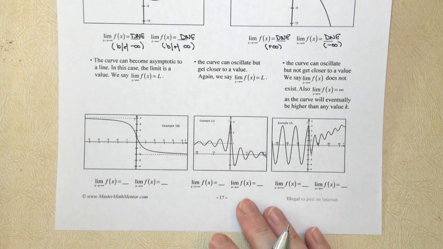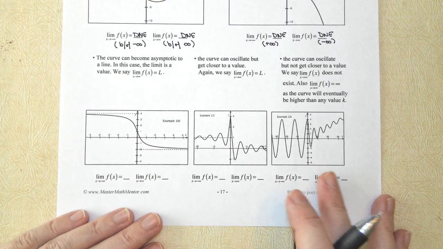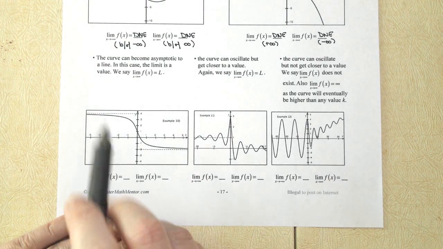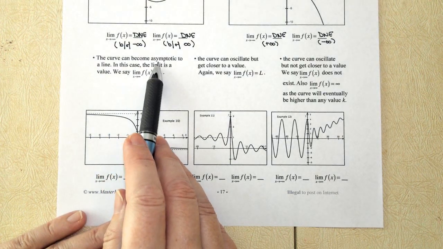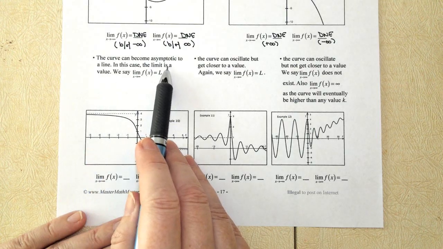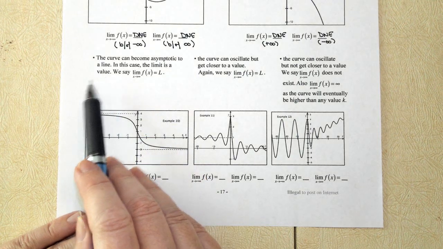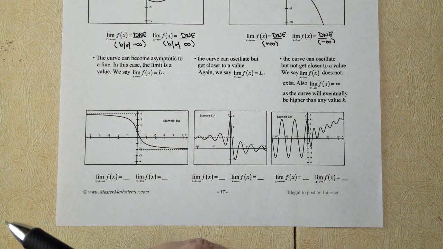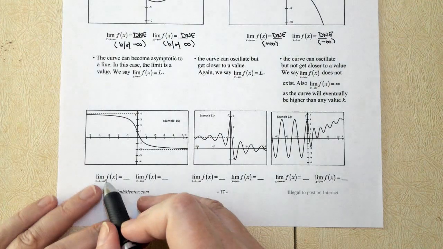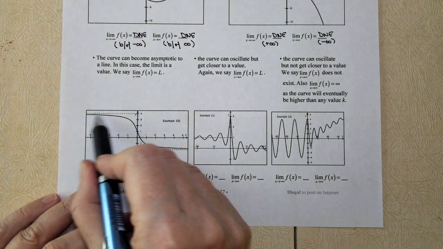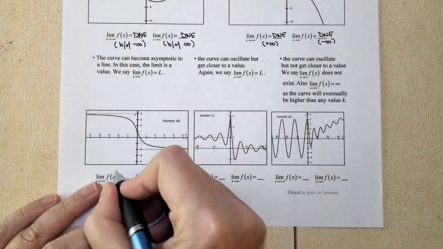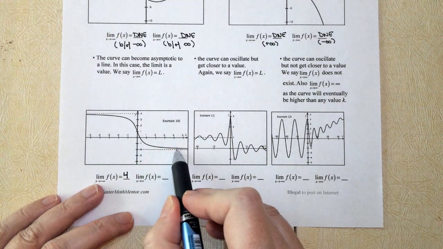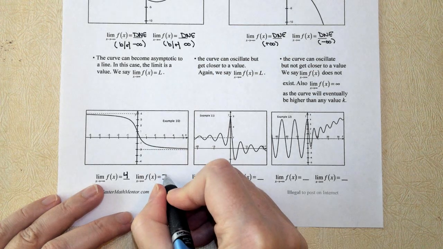Now, these are issues where we have a horizontal asymptote, and the horizontal asymptote is always going to be a little bit different. So the curve can become asymptotic to a line. In this case, the limit is a value, and it's the value of the asymptote, because it's going to keep getting closer and closer to that y value. As I'm going out to negative infinity, I'm getting closer and closer to that positive 4. And as I'm coming out farther and farther to the right, I'm approaching negative 2.